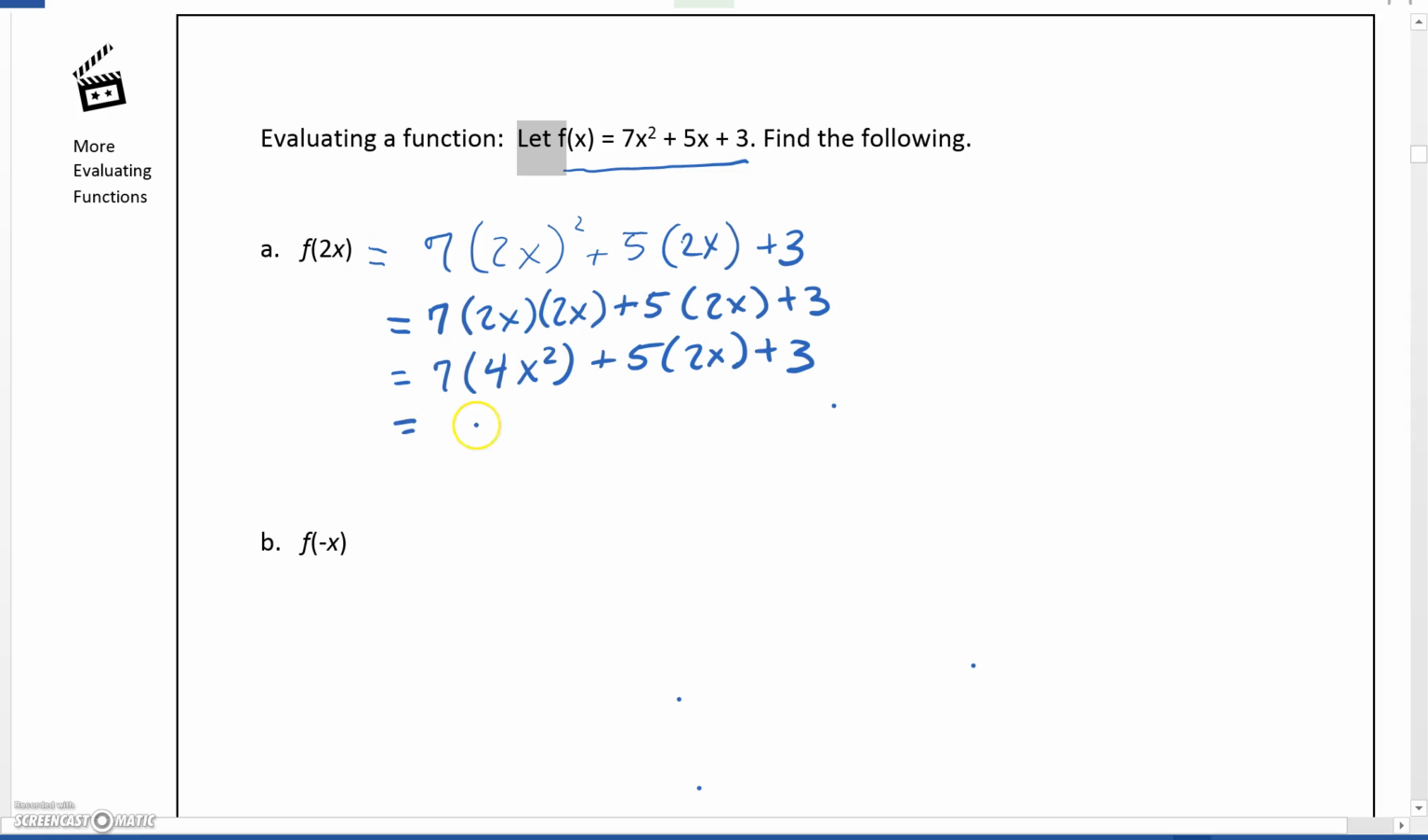Okay, and our last step to simplify here, we need to multiply this 7 times this 4, so that gives us 28x squared plus 10x plus 3. And since there aren't any other like terms that we can combine, that is our final answer. f of 2x is equal to 28x squared plus 10x plus 3.